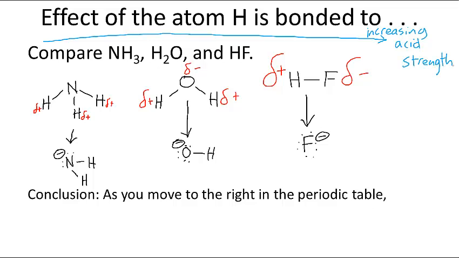And this is true in general. When you look at the periodic table, if you have hydrogen bonded to an atom, as you go from left to right in the periodic table, the acid strength will get stronger. So NH3 is actually such a weak acid, we don't even consider it an acid at all. H2O is a very, very weak acid. HF is a stronger acid than H2O. So as you go from left to right in the periodic table, acid strength increases.